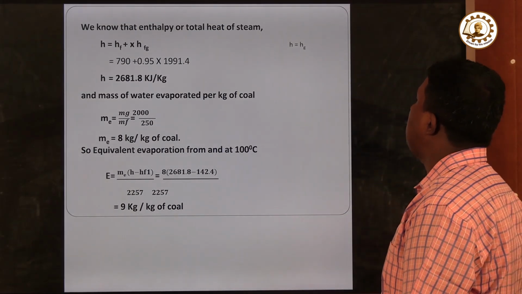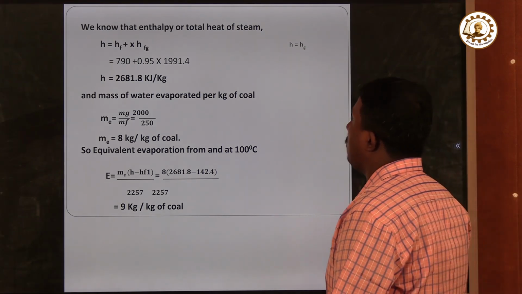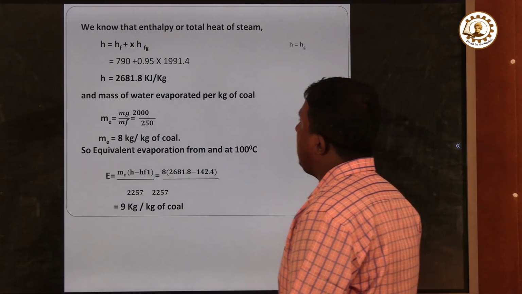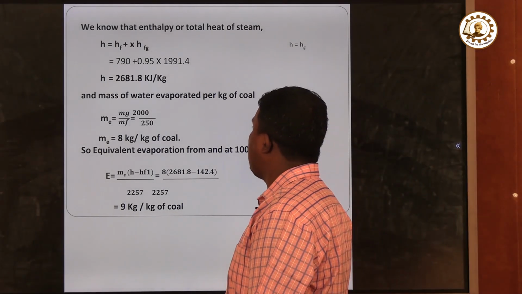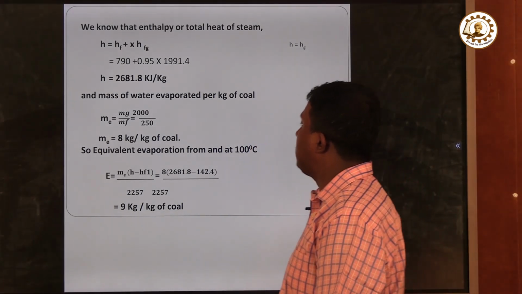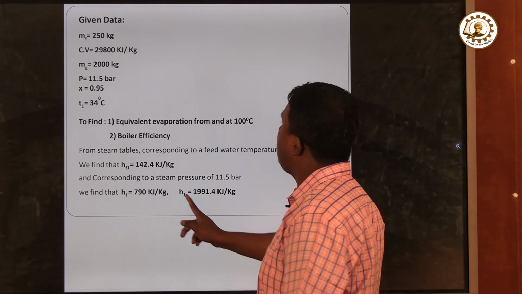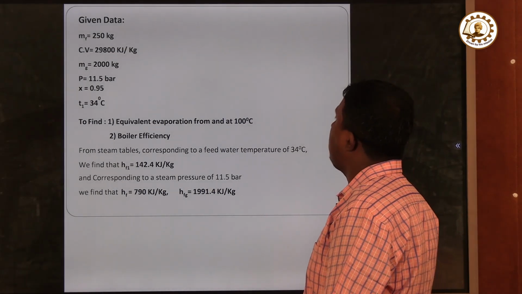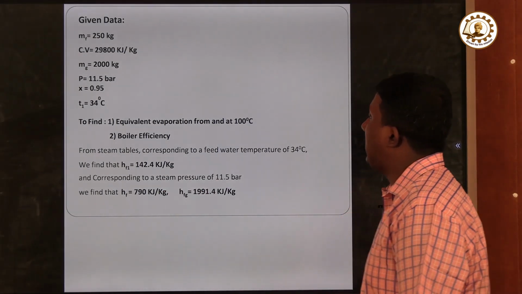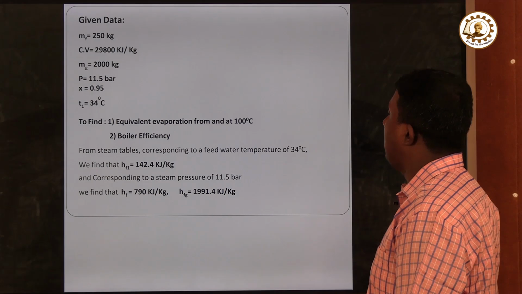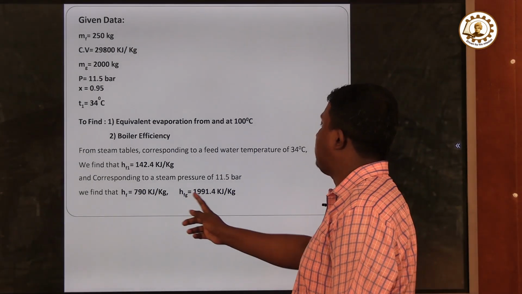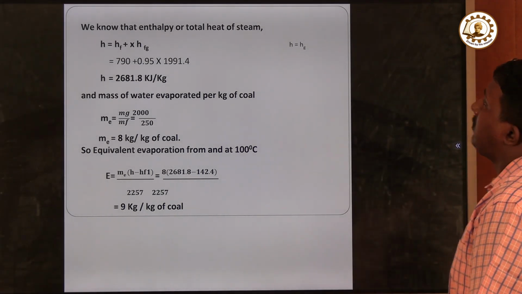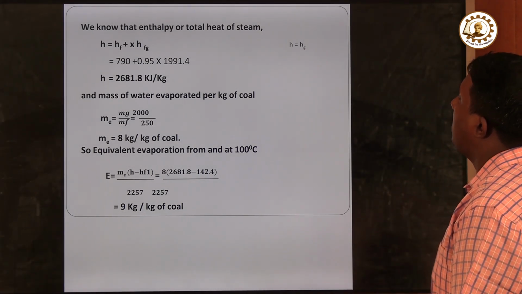So mE is equal to mg by mf. As per the question, mg is 2000 and mf is 250. So the value of mE will come around 8 kg per kg of coal, and you will put this value in and find the other values. For the feed water temperature of 34 degrees Celsius, this value will come, and at pressure 11.5 bar you will get the values of hf and hfg. As it is the wet region, you will use this formula.